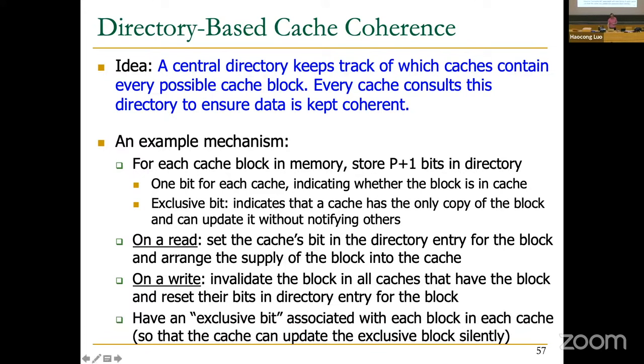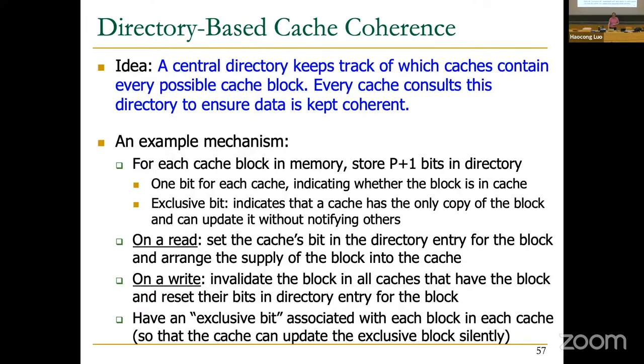And we have an exclusive bit associated with each cache block in local caches so that the cache can know to update the exclusive block silently without notifying the directory. So if it got permission for this cache block from the directory, it sets its bit, called the exclusive bit, in the tag store, saying that, oh, I'm accessing this block and the exclusive bit is set, which means that I know now that I'm the only cache that has the copy in the system and I can silently update it without going through the directory. Okay, or I can read it also without going through the directory, right?